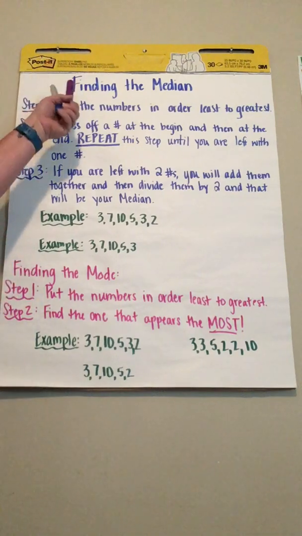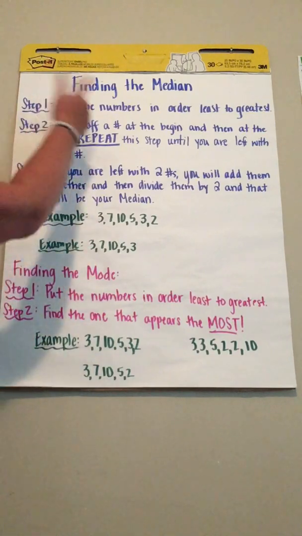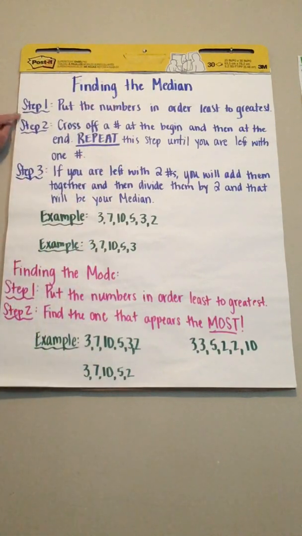Okay, today we're going to be finding the median and then we're going to be finding the mode. So the steps in order to find the median. Step one, you need to put all your numbers in order least to greatest. Again, it's always the first step you do when you're dealing with data.